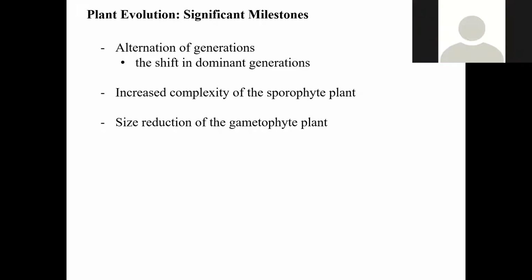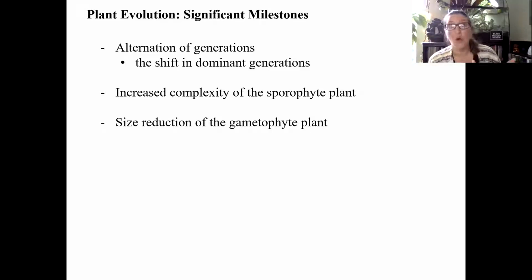However, when we go from non-vascular plants, which have the gametophyte generation as dominant, to the vascular plants, which have the sporophyte generation as dominant, we have a shift in dominance. That's super important in the evolutionary history of plants, and in eventually leading to the flowering plants. We also see an increased complexity of the sporophyte plants as we go through.